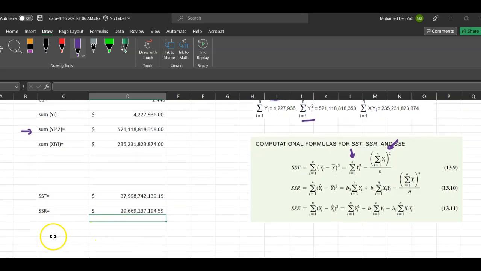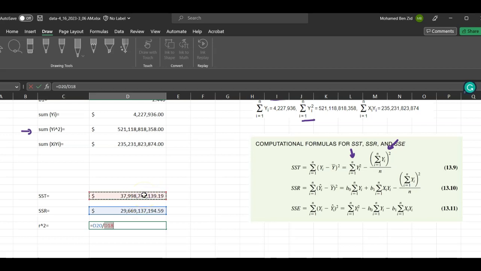Now the value of the r squared. The value of the r squared is going to be SSR divided by SST. So I'm going to enter the equal sign, click on SSR first, divided by the value of SST, that's the value, and enter, and you get 0.78.